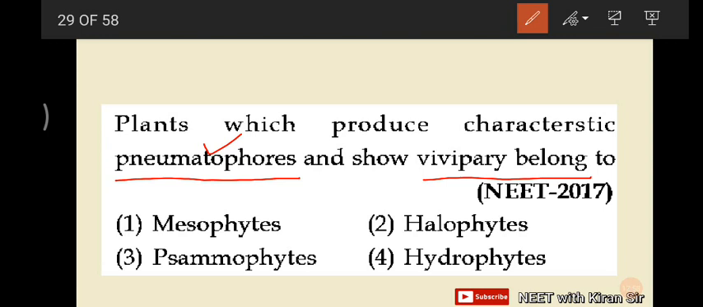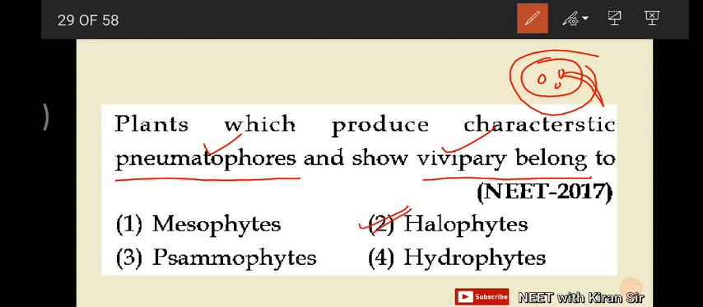Next, what is vivipary? In the case of mangrove, remember it is a fruit, and when I talk about fruit, it consists of seed. In the case of mangrove, vivipary means giving birth to the young one. The seed will germinate while it is still inside the fruit, hence this condition is called vivipary. So here the nematophores and vivipary belong to what?